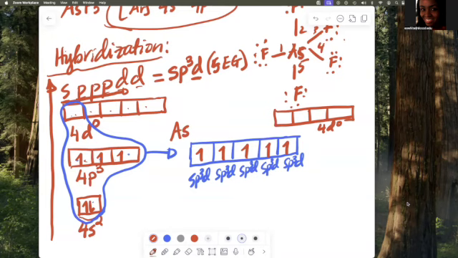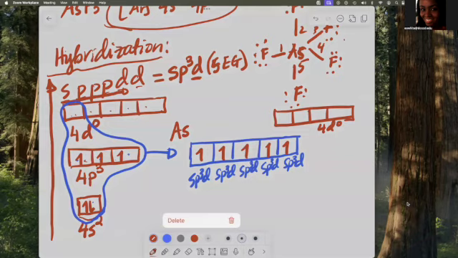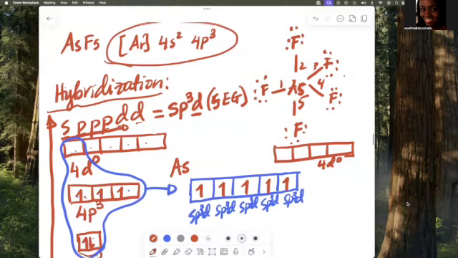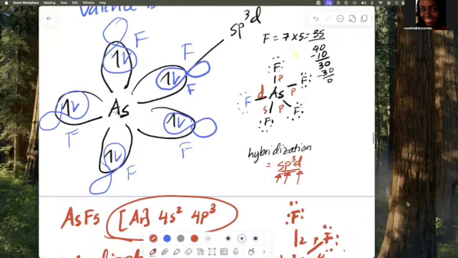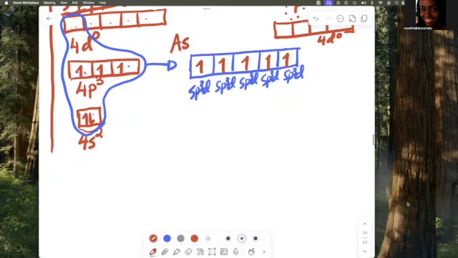So of course, in the end, fluorine will come in right here. But since I did show you the valence bond model, let me show you how this translates into the model before I bring in the fluorine. As of right now, I'll use red. If we just stop right here, then what I'm saying is As is now surrounded by 5 lobes.